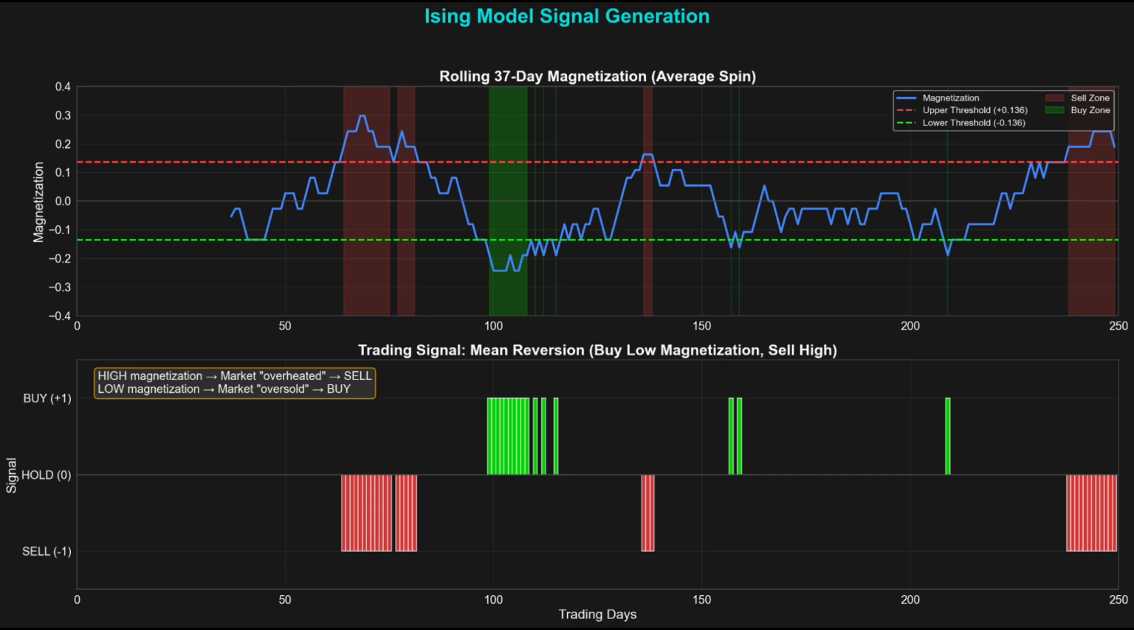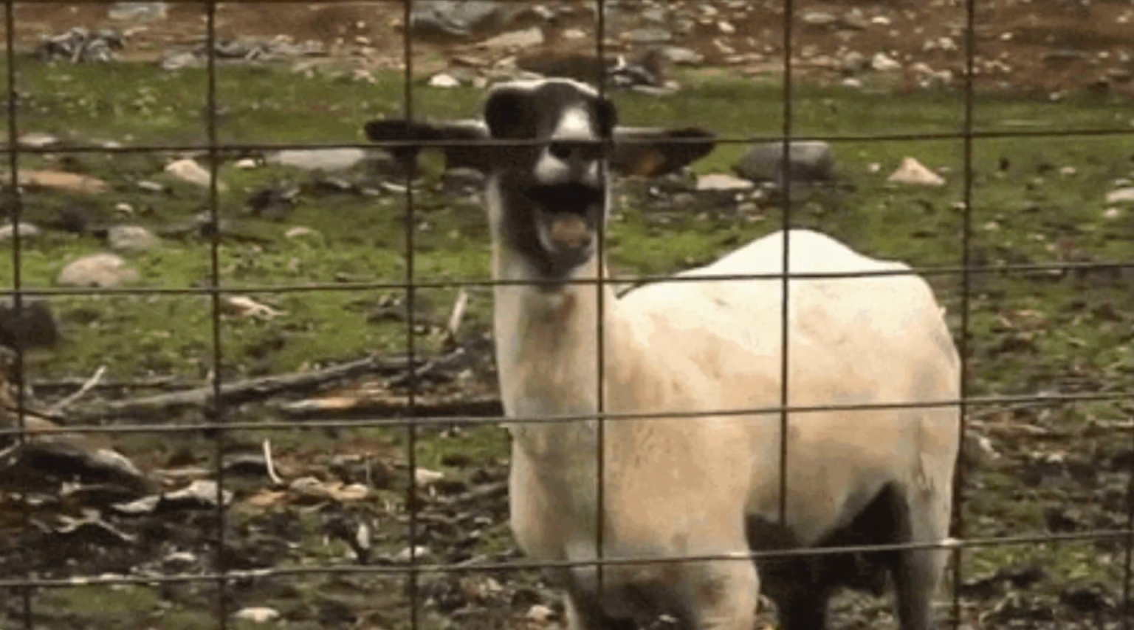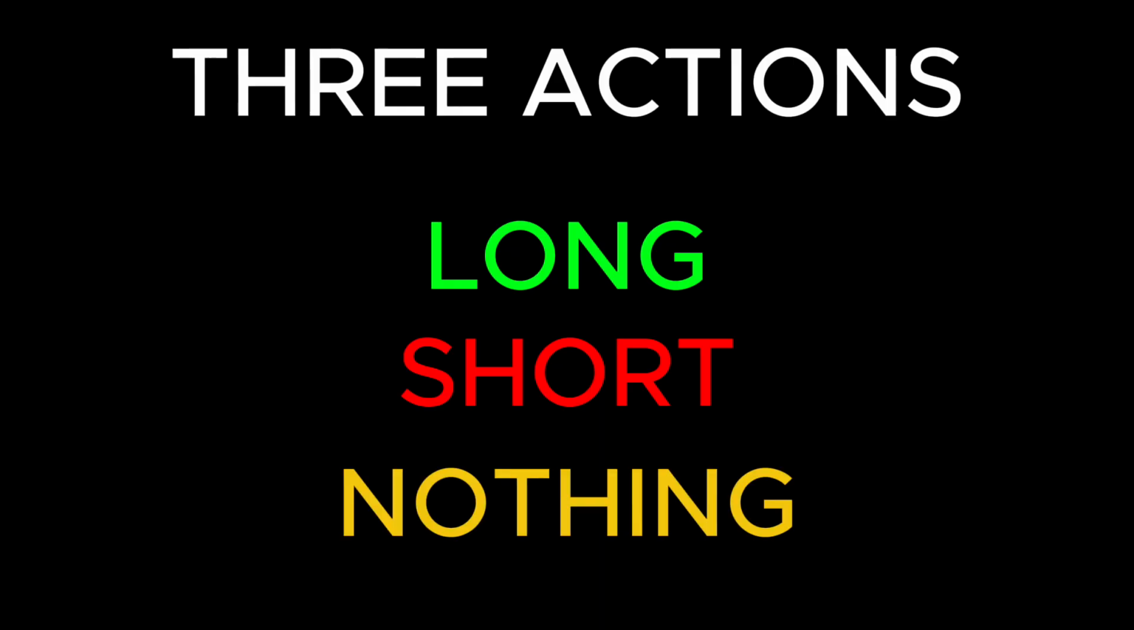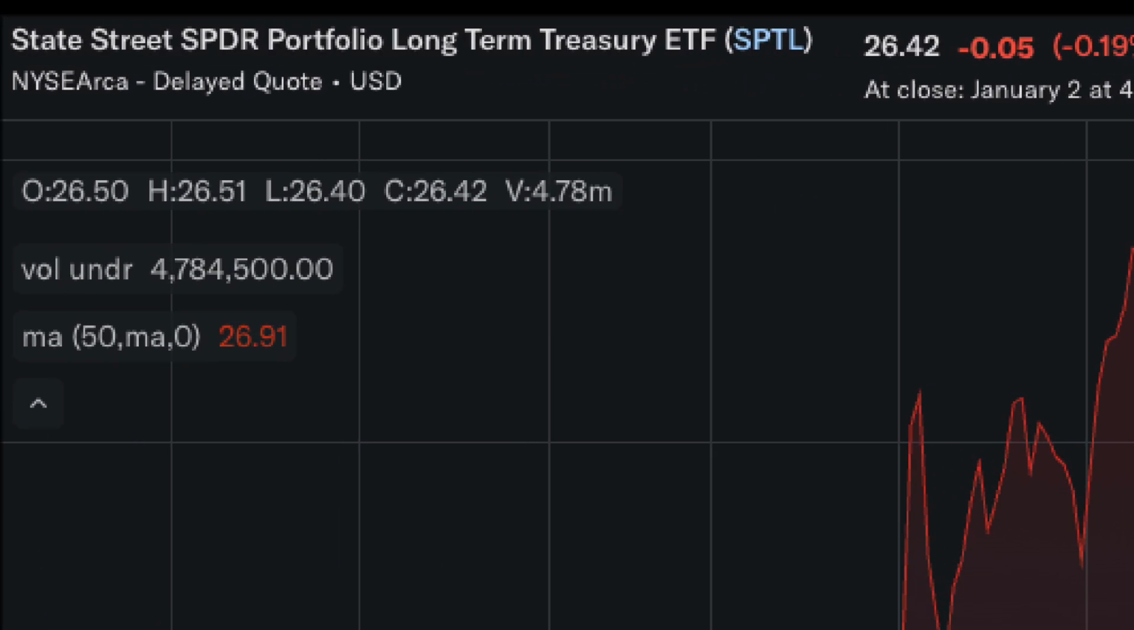Signal 2 is spin correlations. Are the moves consistent, or is it just noise? Put them together, and the bot outputs 3 actions. Go long, short, or do nothing. I tested this on SPTL. It's a treasury bond ETF.